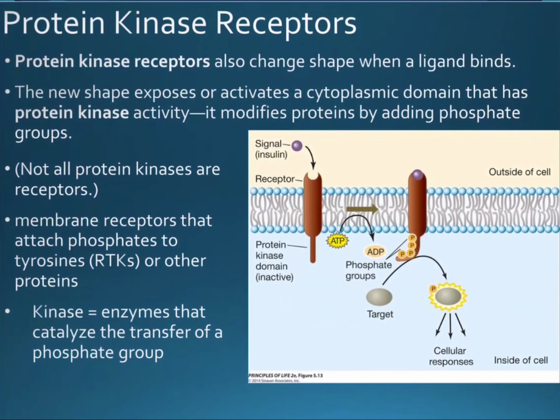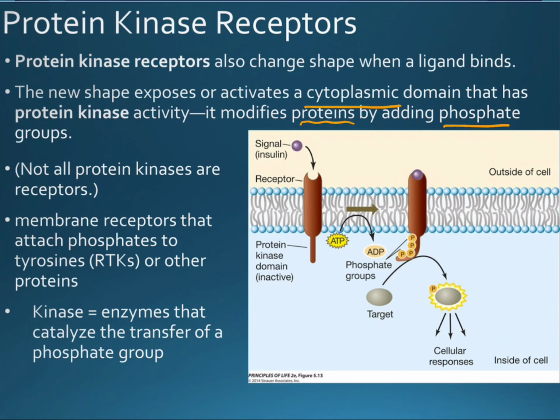We have protein kinase receptors. Protein kinase receptors also change shape when a ligand binds. So the new shape exposes or activates a cytoplasmic domain. So on the cytoplasm, the internal side, that has protein kinase activity, which means it's going to modify proteins by adding that phosphate group to it.